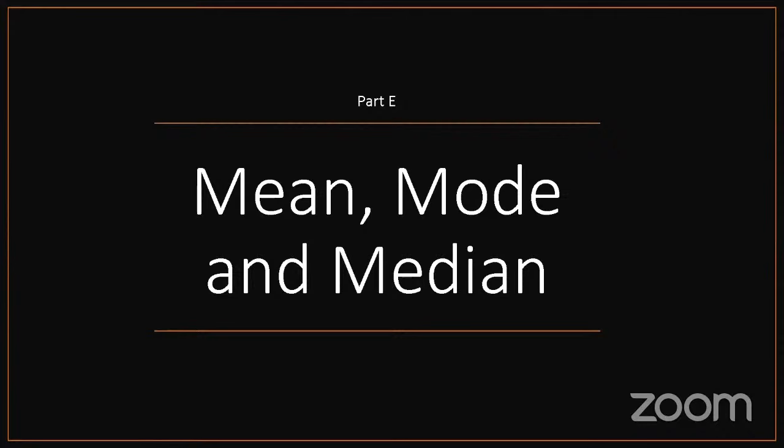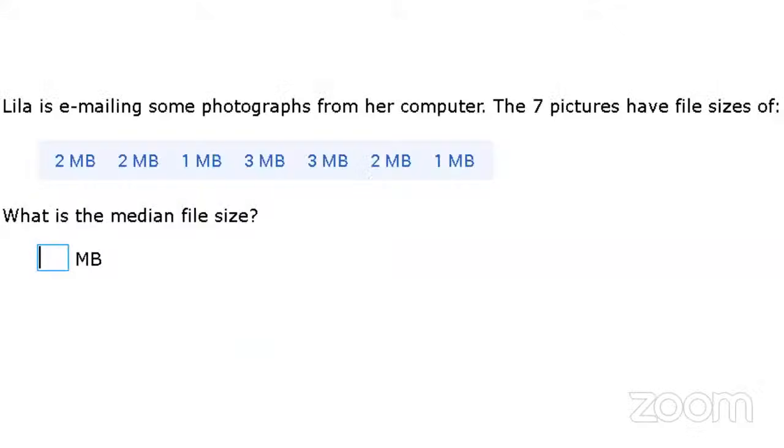So mean has to do with average. Mode has to do with the frequency. That means the value or the object or the figure or the item that occurs most frequently, while median is the number or value in the middle when we rearrange those values in descending or ascending order. Let's go to our first question.